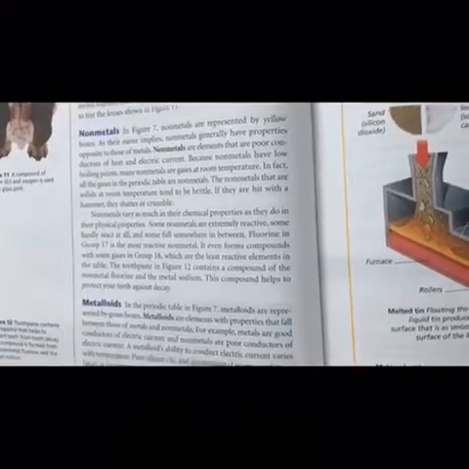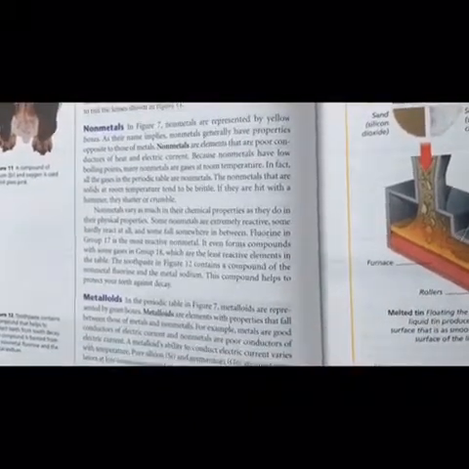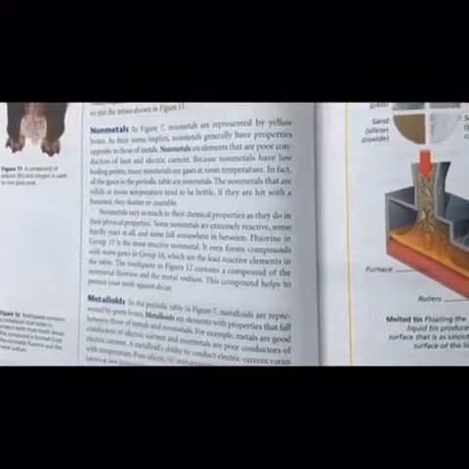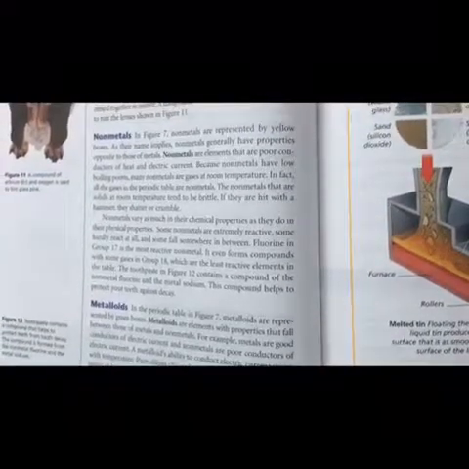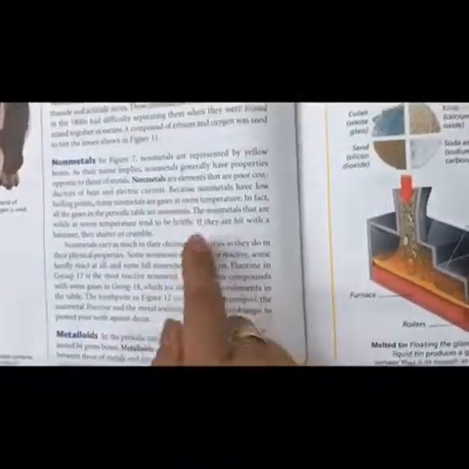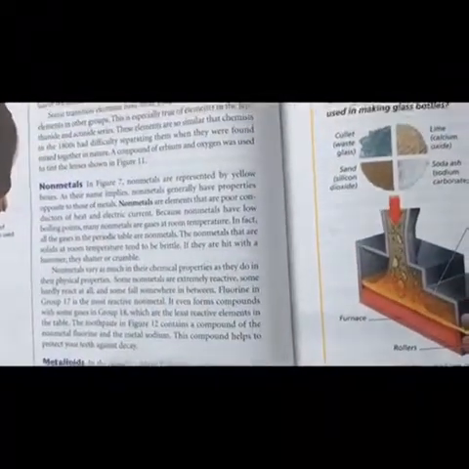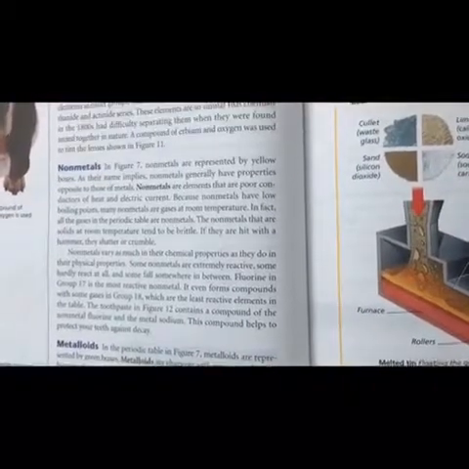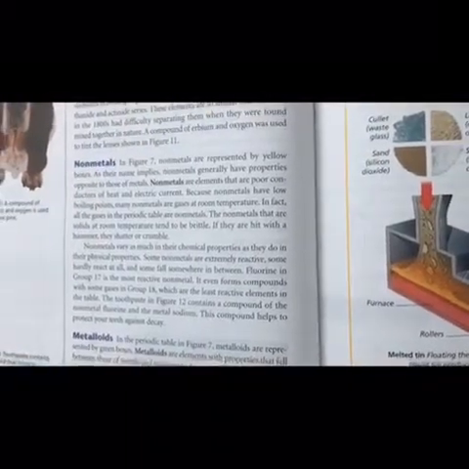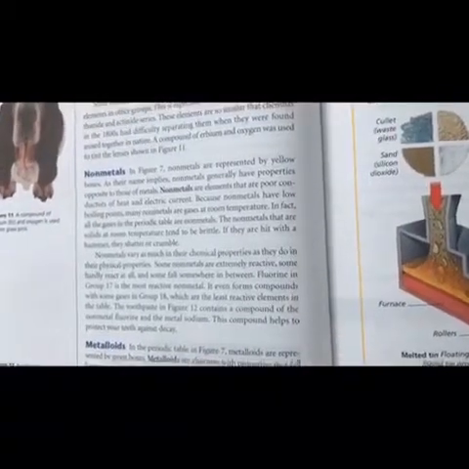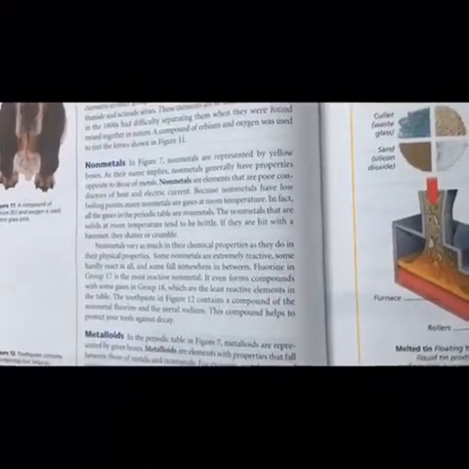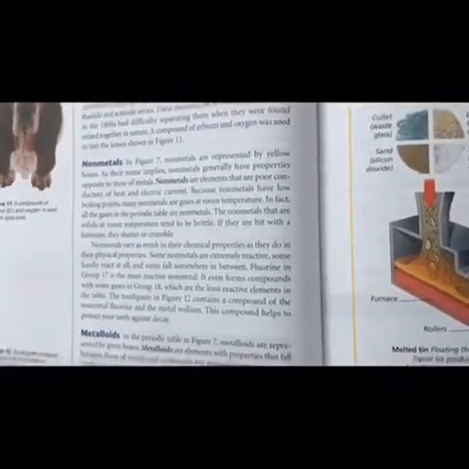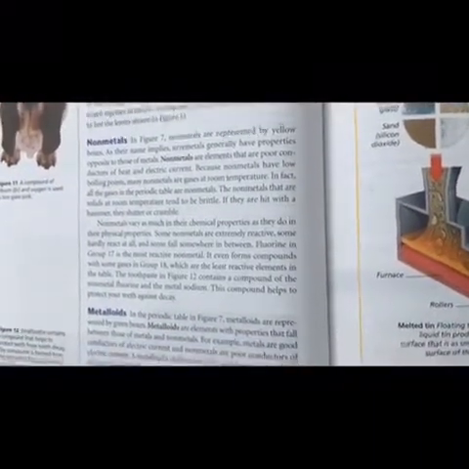Nonmetals. In Figure 7, nonmetals are represented by yellow boxes. As their name implies, nonmetals generally have properties opposite of metals. Nonmetals are elements that are poor conductors of heat and electric current. Because nonmetals have low boiling points, many nonmetals are gases at room temperature. In fact, all the gases in the periodic table are nonmetals. The nonmetals that are solids at room temperature tend to be brittle. If they are hit with a hammer, they shatter or crumble.